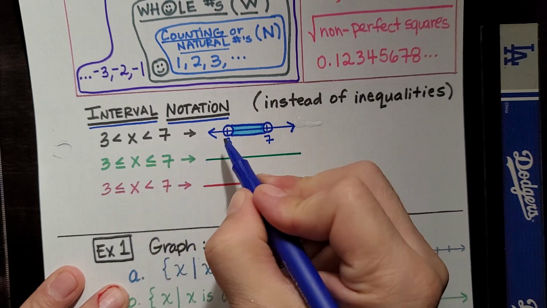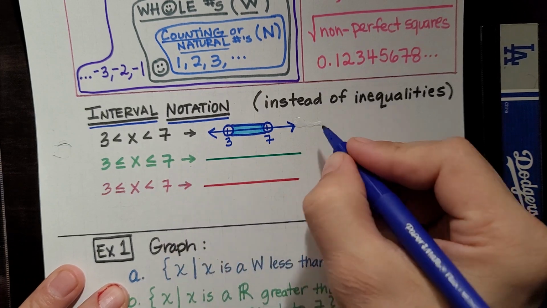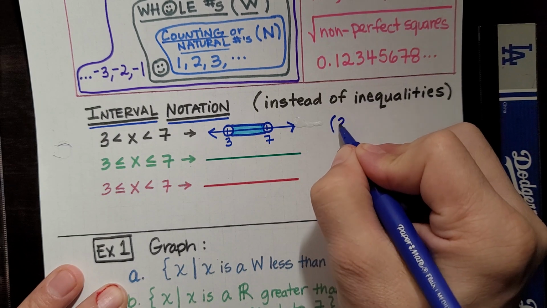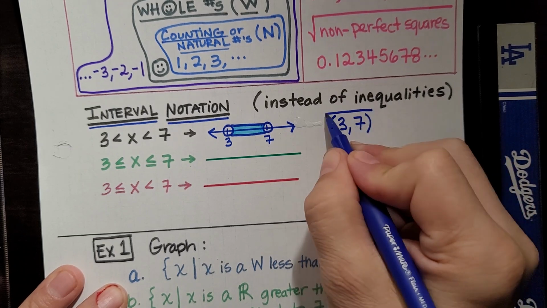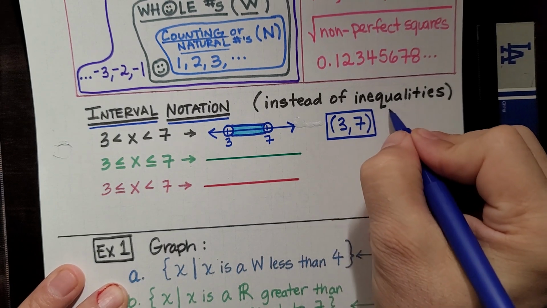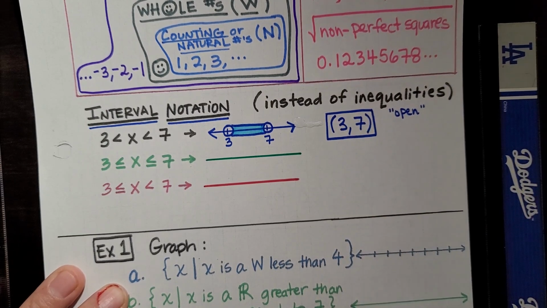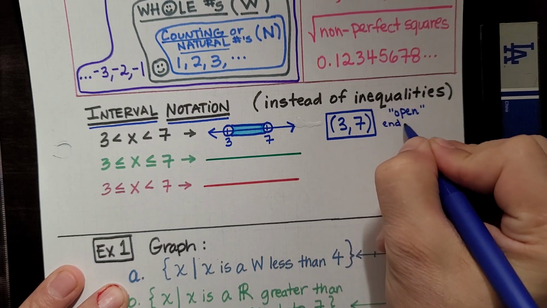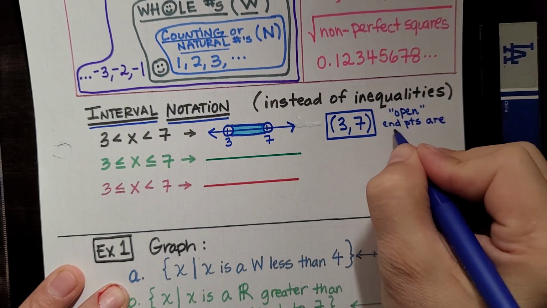In this situation, where the endpoints are excluded, I'm going to use parentheses. I'm going to say the open interval from 3 to 7. That's what I say. That's what I write. Notice I use this word here, the open interval. It's open. That means it's not shaded in. That means the endpoints are excluded.